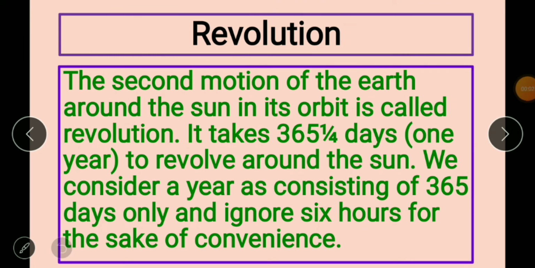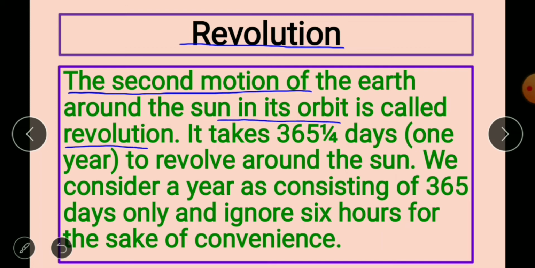So the next topic which we are going to discuss is revolution. That is also a motion of the earth. Till now we have discussed rotation. The second motion of the earth, around the sun in its orbit, is called revolution. So when the earth moves around the sun on its orbit, it is called revolution.